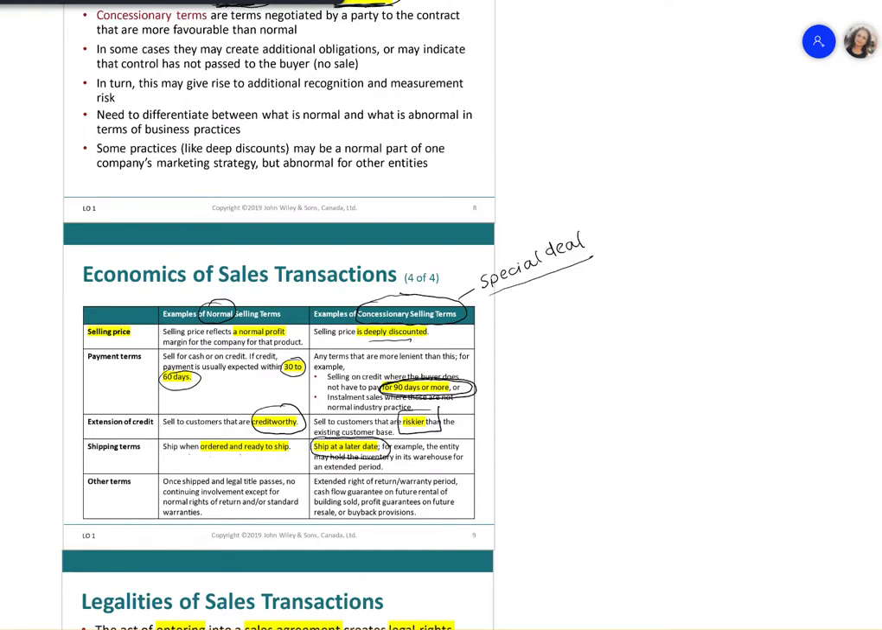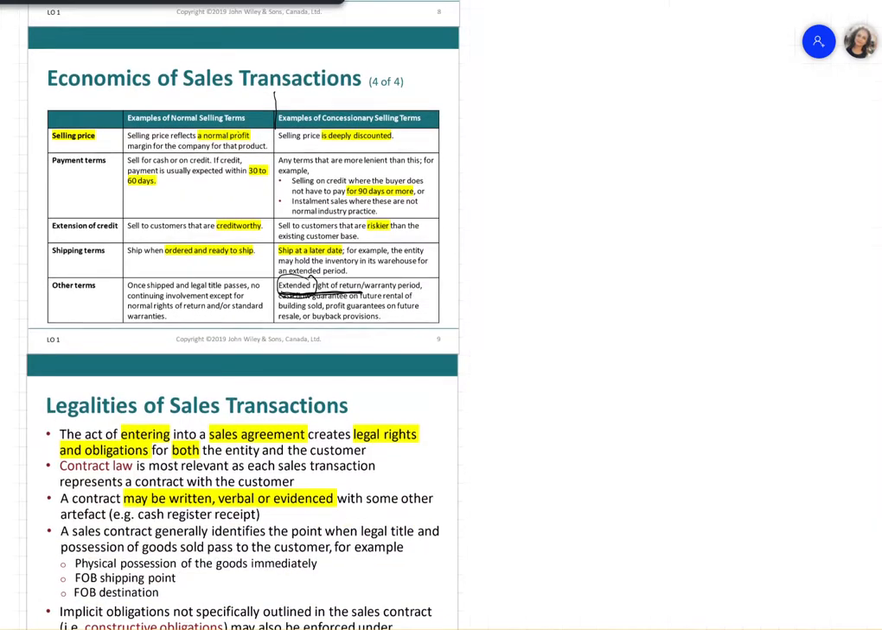For example, we may hold the inventory in the warehouse for an extended period because they are getting a special price. They're getting a special deal on their sales. And sometimes we extend the right to return, especially for special deals. So those are some of the differences between the normal sale and the special deal sales.